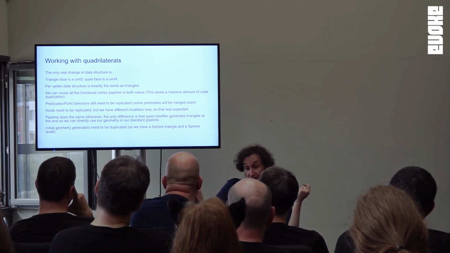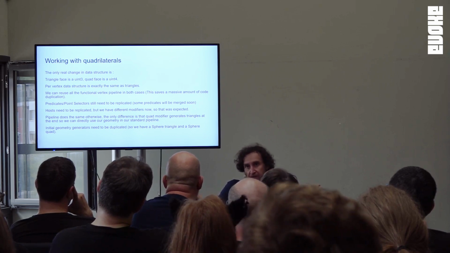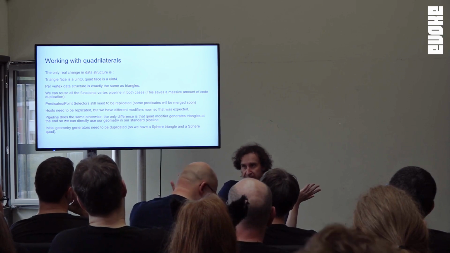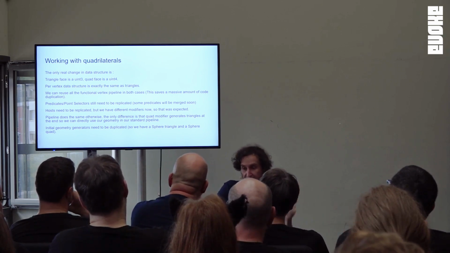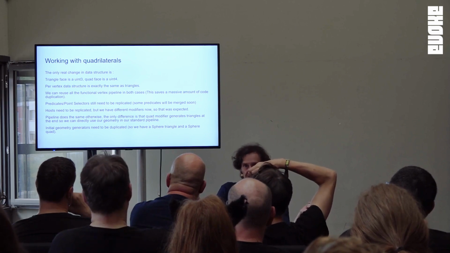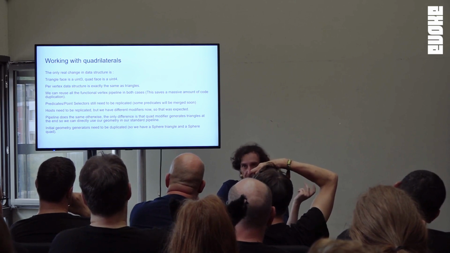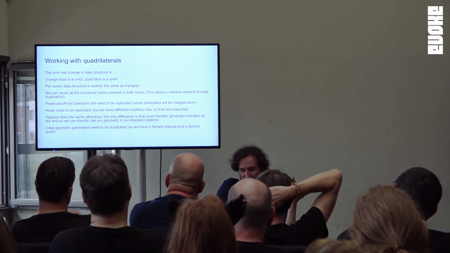Well, obviously, the initial geometric generators need to be duplicated, because the sphere quad and the sphere triangle are not the same. So that is still something we have to do, for example. A rectangle with triangles is 2 triangles, a rectangle with quads is just a rectangle. So the generators have to be changed, but that's not that bad.